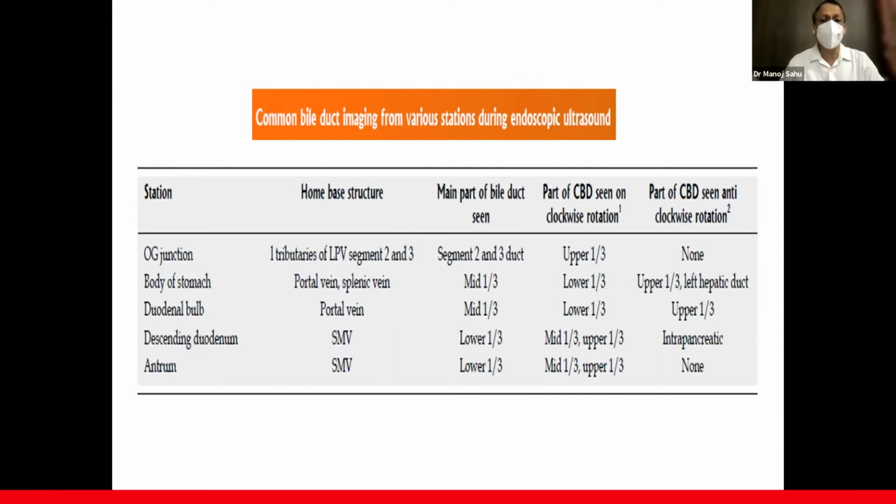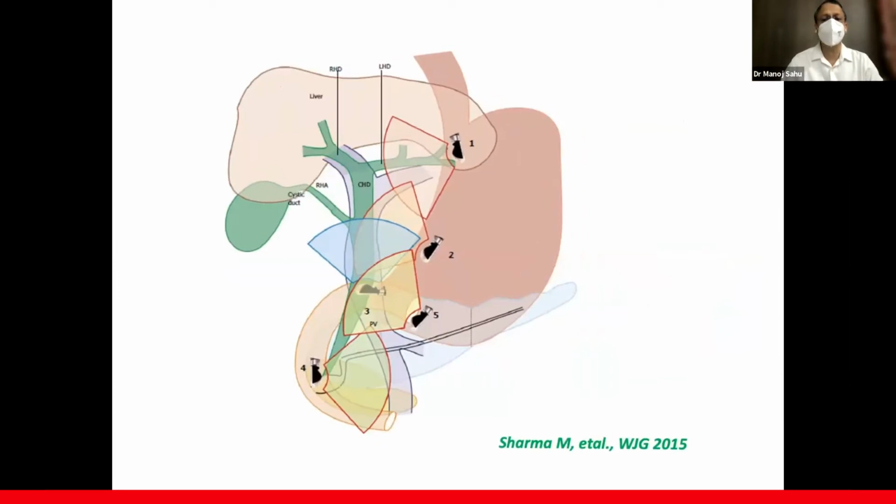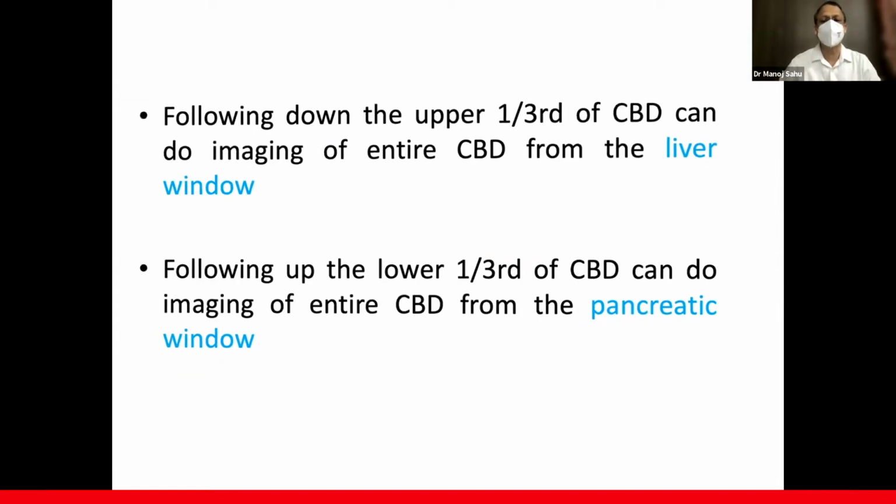Basically, from 5 different stations, we are able to image the bile duct. Different maneuvers are needed to image the complete bile duct. So these are the 5 different stations I described. From the liver window, following down the upper 1/3 of the CBD, we can see the rest of the CBD. The entire CBD can be seen from the liver window. From the pancreatic window, we can follow up the lower 1/3 of the CBD and image the rest of the CBD also.